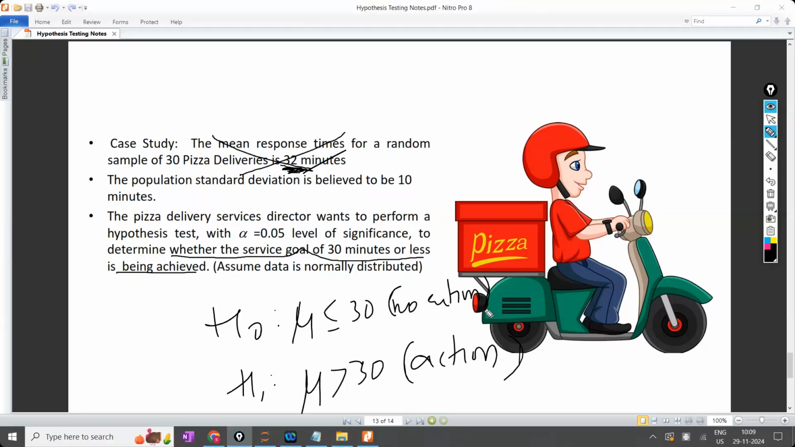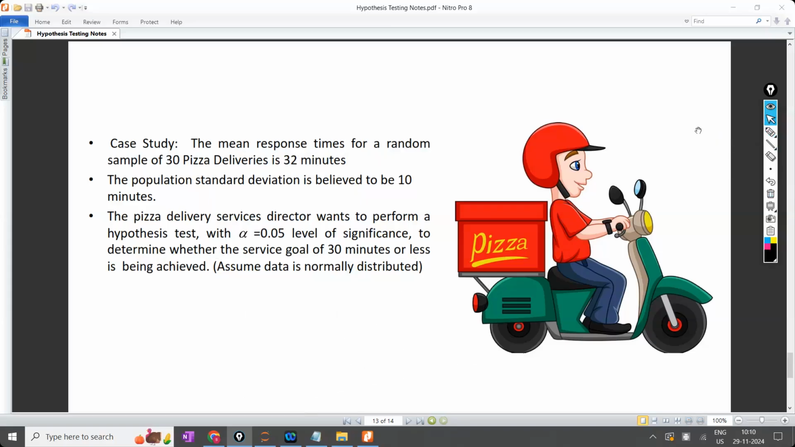Because their service goal is not getting achieved. So why is their service goal not achieved? They'll identify the reason and take action accordingly. They may increase the number of delivery executives or the number of showrooms, whatever they want. That is secondary. But their service goal is not getting achieved. That is clear. When the service time is less than 30 minutes, no action. Greater than 30, it is action. They are going to take the action.